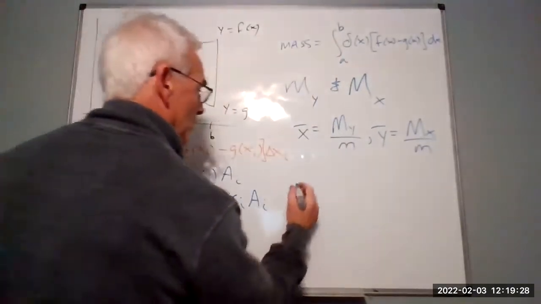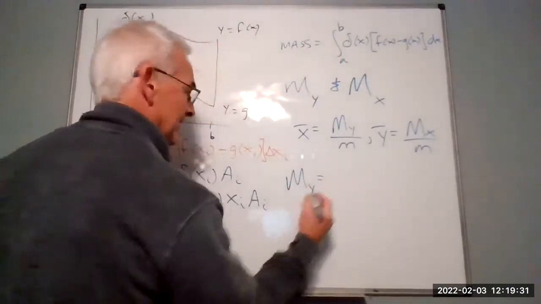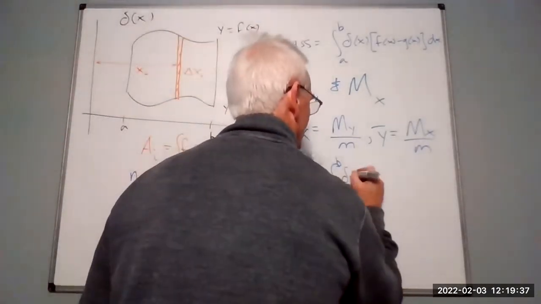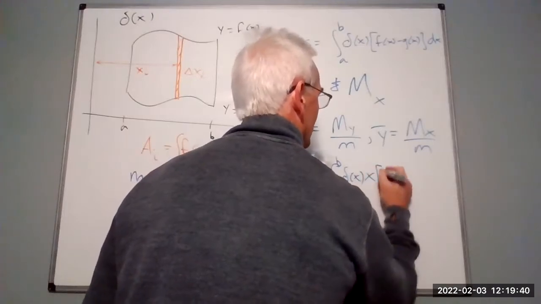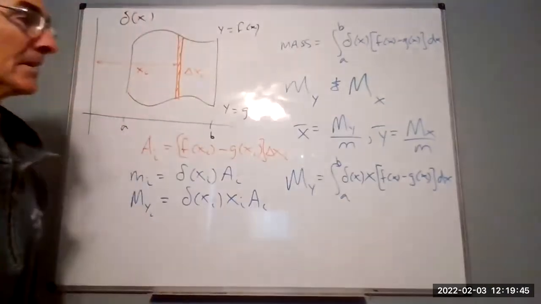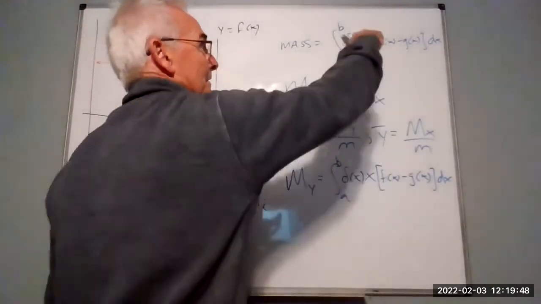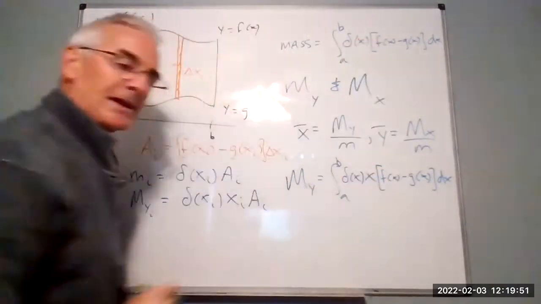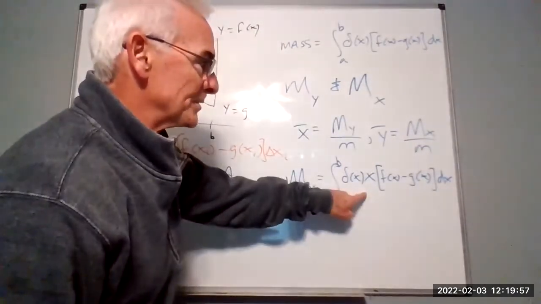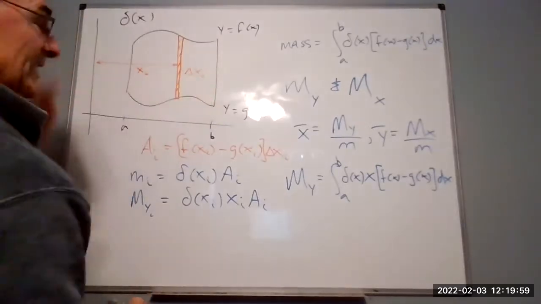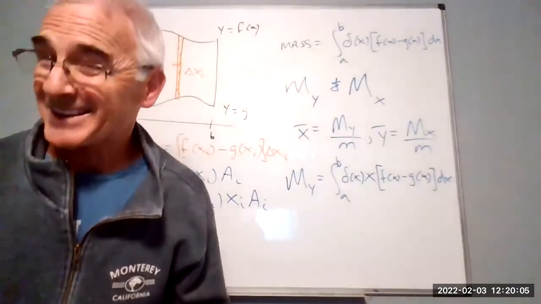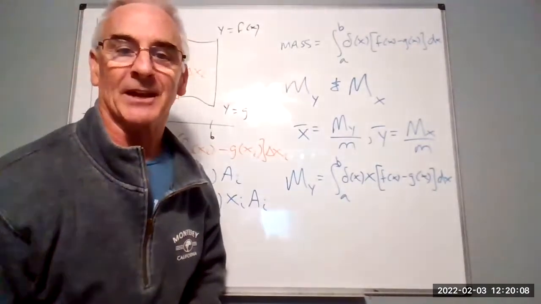So the integral for the moment versus the y-axis ends up being the integral from a to b of all of this: density times x times f of x minus g of x dx. By the way, notice that is exactly this multiplied by x. After all of that, that's the moment to the y-axis because it involves the x distance. That's the easier of the two to understand. The one to the x-axis is just a little bit trickier, okay?